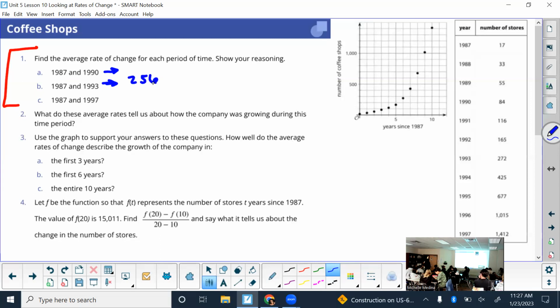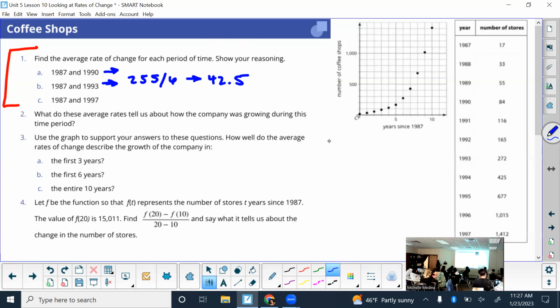256, there's 255 over 6. Can someone throw that in their calculator and tell me what exactly that is? 42.5 as the final answer. Anyone get something different than that? All right, that is correct.